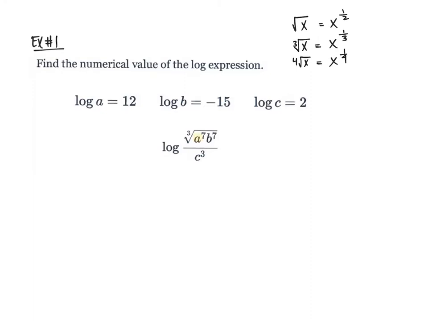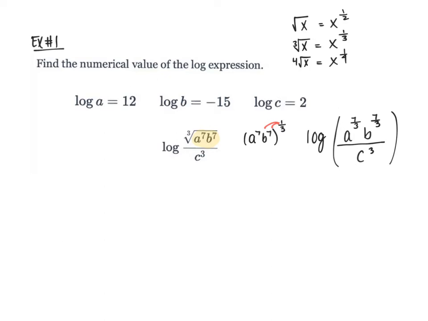So since I have all of this stuff under the cube root, I can go ahead and take all of it, a to the 7th, b to the 7th, and raise it to the 1/3 power. Now before I put the log in front, I actually want to simplify this expression by distributing the power. And remember, when we raise a power to a power, we multiply. So we multiply 7 times 1/3, and we get 7/3. So a to the 7/3, b to the 7/3, all over c to the third. And I want to take the log of this. So this is the expression now that I want to simplify.